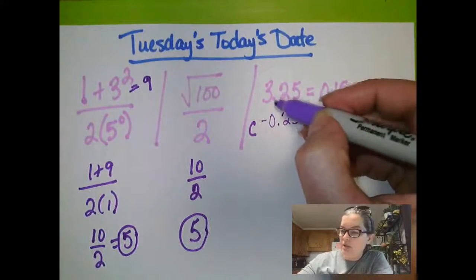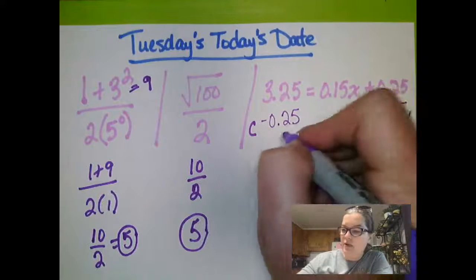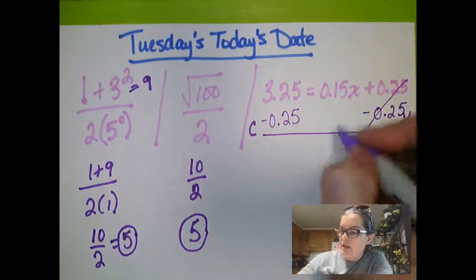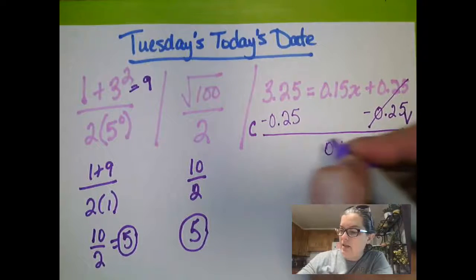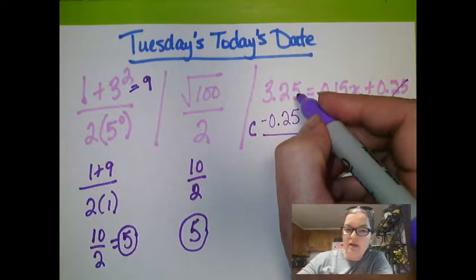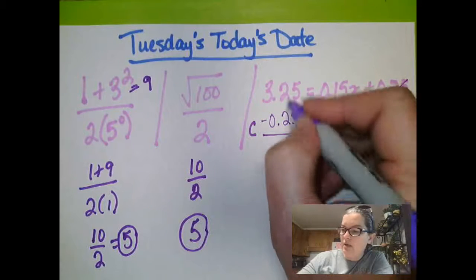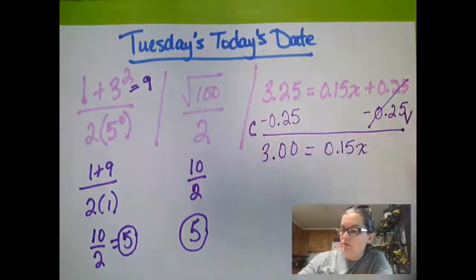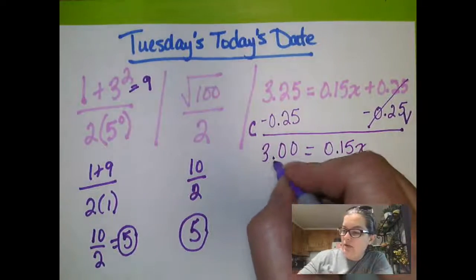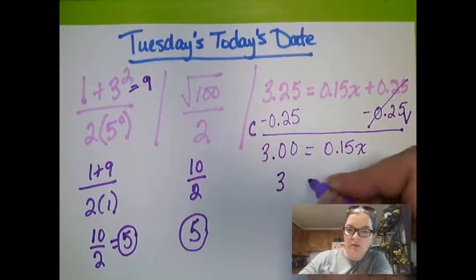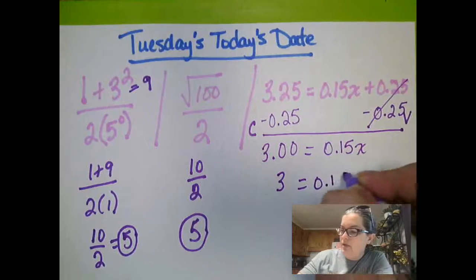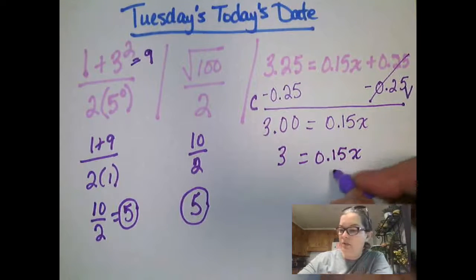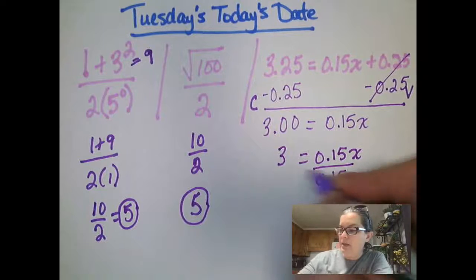I'm going to subtract 0.25 from both sides. Notice when I do this, I try to line up my decimals because you have to have your decimals lined up when you add or subtract. So it eliminates this side. I have 0.15x here. And then on this side, 5 minus 5 is 0, 2 minus 2 is 0, and 3 minus 0 is 3. So I have 3.00, which is the same thing as 3. So I have 3 equals 0.15x. From here, I'm going to divide both sides by 0.15.